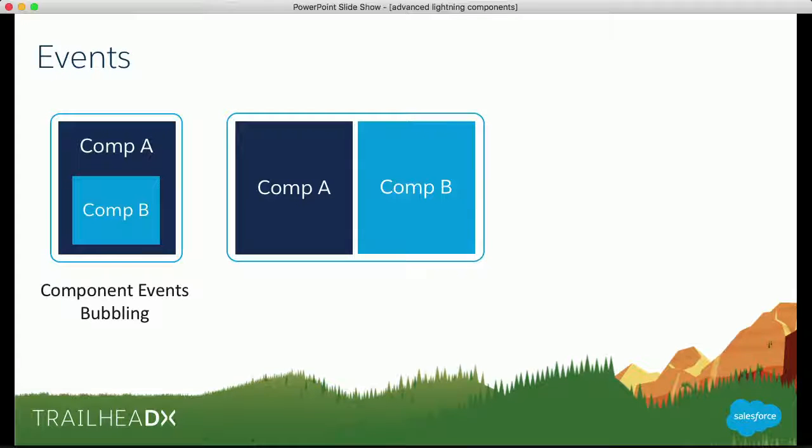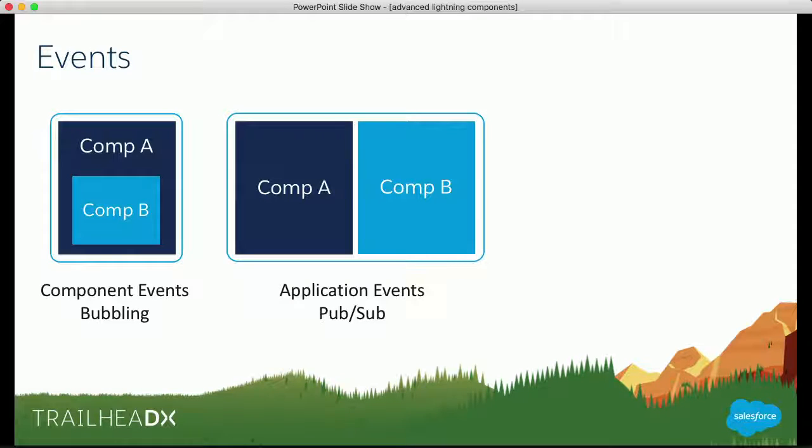Now, if component A and component B do not have parent-child relationships, they are completely independent, what would you use? An application event, right? And so that's the typical App Builder use case. In App Builder, that is really the only way two components you drop in App Builder can communicate with each other, through an application event. If you are finding yourself using application events outside App Builder, think twice, because you may be doing something wrong, and consider the first option, okay?